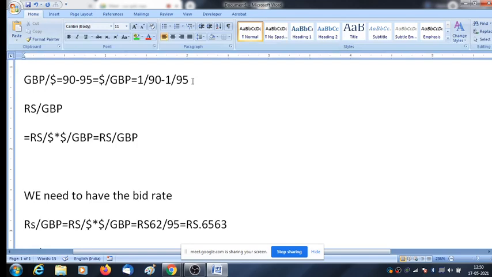But if we take the inverse of any currency, in that case, the original bid rate will be divided by the inverse of the currency that we are taking.